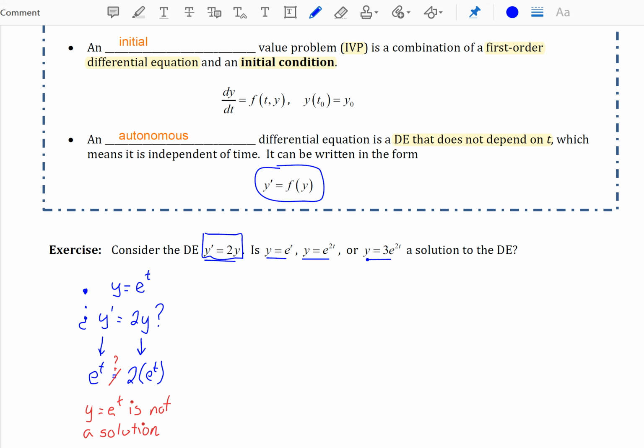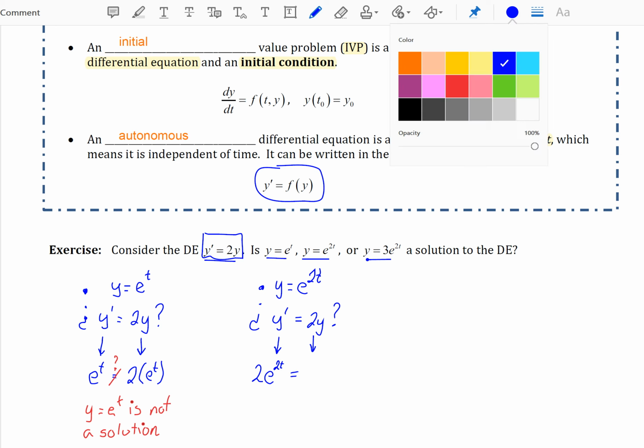Let's look at our next function. Is y equal e to the 2t a solution? Again, to see if this is a solution, we'll take our original differential equation, y prime equals 2y. And by direct substitution, let's see if both sides of this equation will be equal. So the left side, the derivative. The derivative of e to the 2t is going to be e to the 2t. Then by the chain rule, the derivative of 2t will be 2.